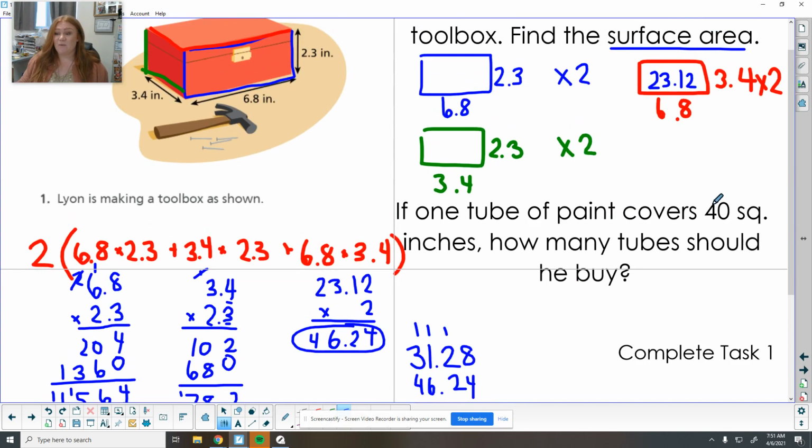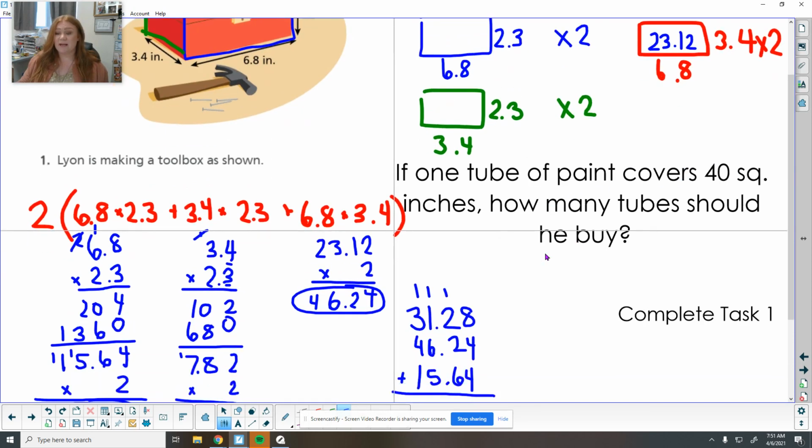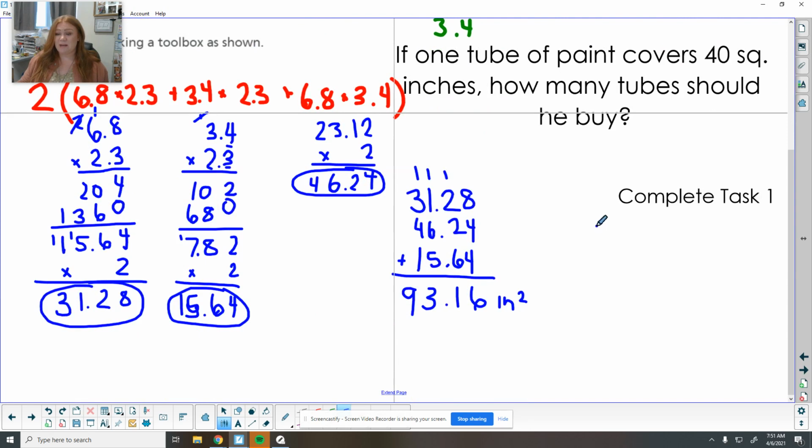So now it asks, if 1 tube of paint covers 40 square inches, how many tubes should he buy? So I'm just going to make myself a little chart here for tubes, and this is how much it covers. So 1 tube will cover 40. We can see that's not enough. If I have 2 tubes, 2 times 40 is 80. Still not enough. And do you think if you go to the store they'll just say, oh yeah, you can cut that tube in half and just take what you want? No, they're probably not going to do that.